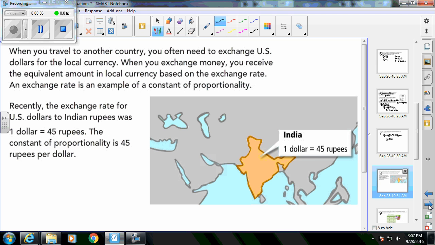When we travel to another country, you often need to exchange US dollars for the local currency. When you exchange money, you receive the equivalent amount in local currency based on the exchange rate. An exchange rate is an example of a constant of proportionality. Interesting, I bet you did not know that. Recently, the exchange rate for US dollars to Indian rupees was $1 is equal to 45 rupees. So the constant of proportionality is 45 rupees per dollar. Okay? So let's take this to Spain.